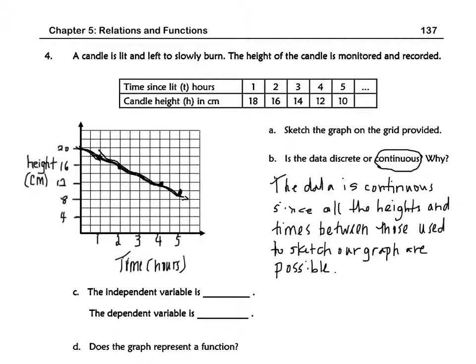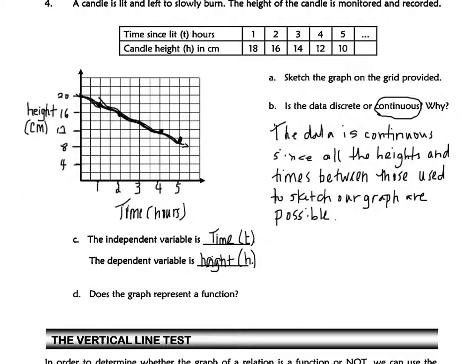Okay, we already discussed this as well: the independent variable would be the time, t, and the dependent variable would be the height, h. And does the graph represent a function? Again, yes, it would. There are no two ordered pairs that have the same first element, and most graphs that have a straight line pattern would be considered functions. The only one that wouldn't be a function would be your vertical line.